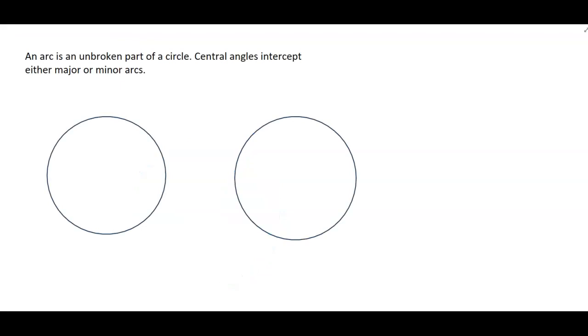An arc is an unbroken part of a circle. Central angles intercept either major or minor arcs. Here is a minor arc, it might be this arc right here. Here is a major arc, and it is this big arc right here.